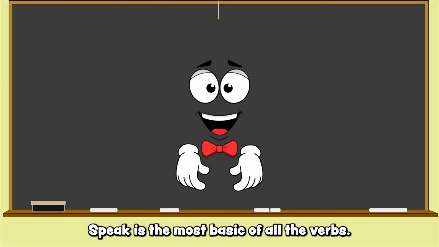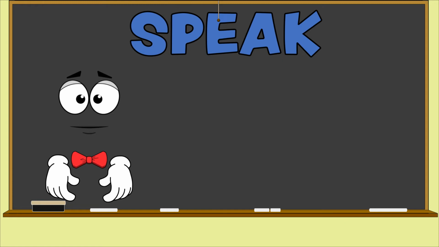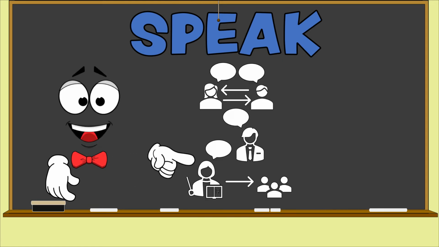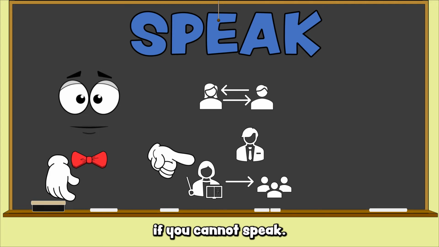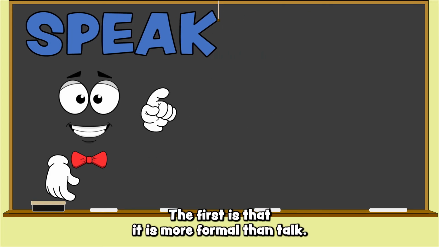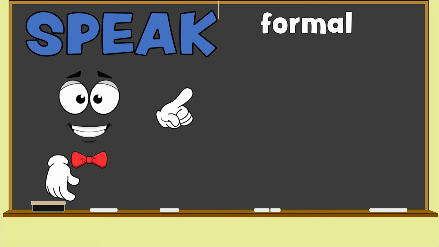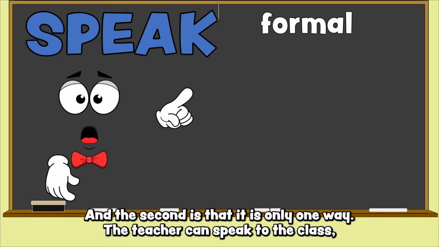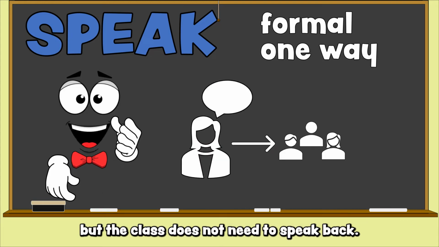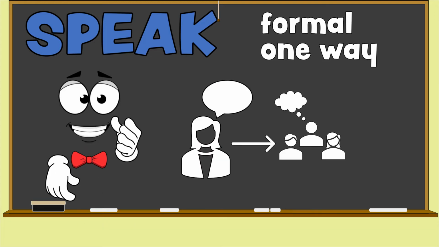Speak is the most basic of all the verbs. You can't talk, say something, or tell someone something if you cannot speak. Two things are important to remember with this verb. The first is that it is more formal than talk, and the second is that it is only one way. The teacher can speak to the class, but the class does not need to speak back.